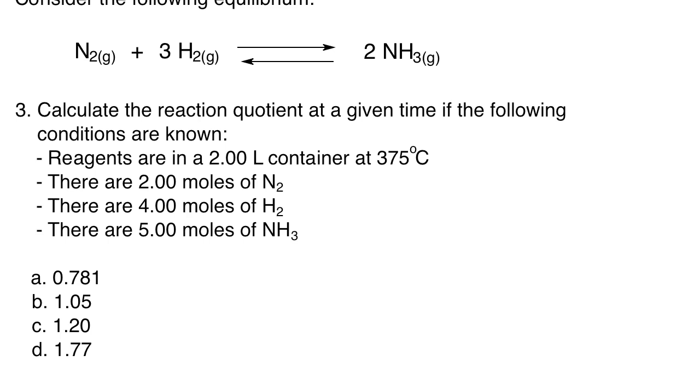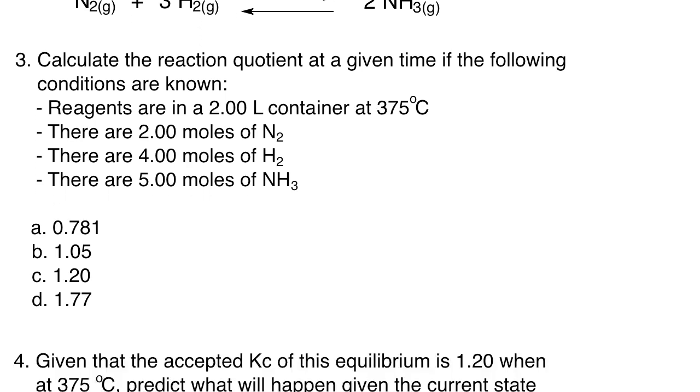Okay, at 375 degrees Celsius, there are 2 moles of nitrogen gas, there are 4 moles of hydrogen gas, and there are 5 moles of ammonia gas. So the question is, given those conditions, what would the reaction quotient be? So you're calculating Qc for this problem.